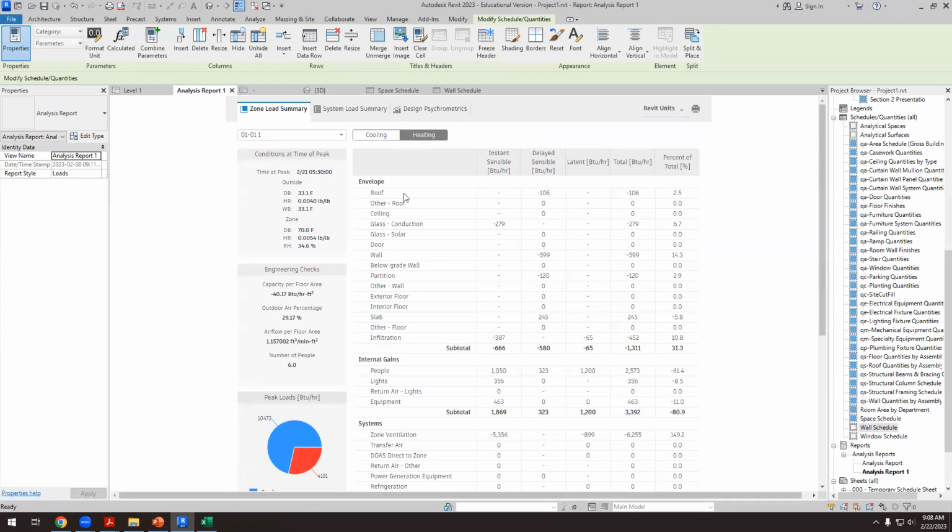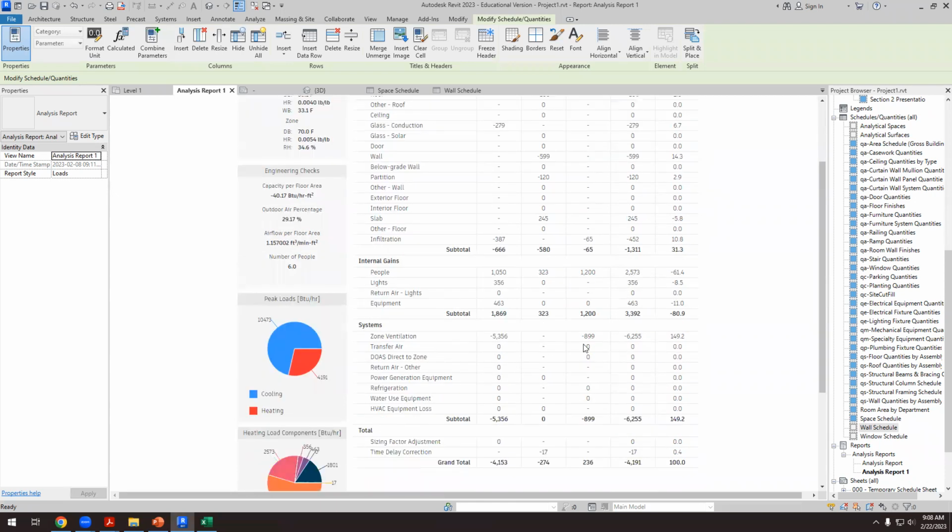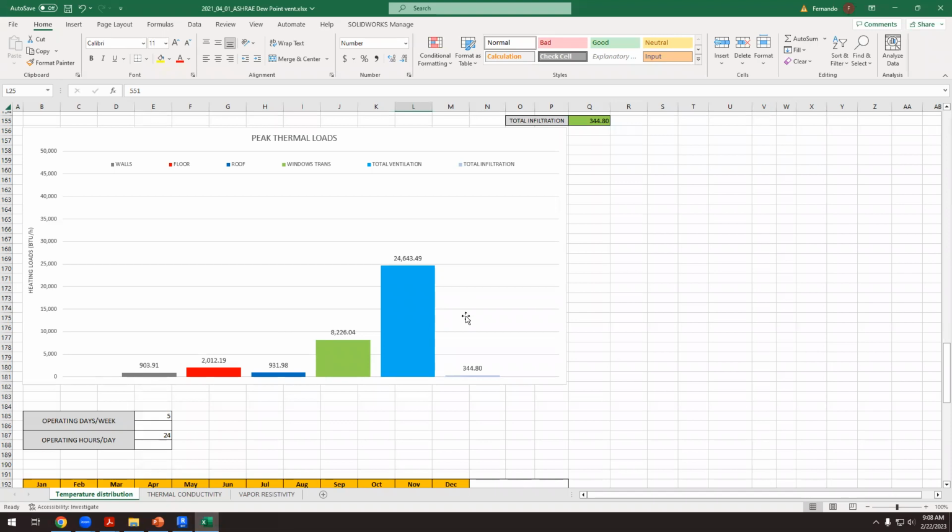For heating, we have roof, glass, wall, slab, floor, and the infiltration. And here we have the ventilation, okay? So the same information that we have in Revit, we can have in this Excel file. This is visual, and I think it's easier to understand.